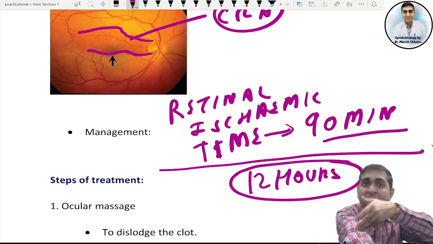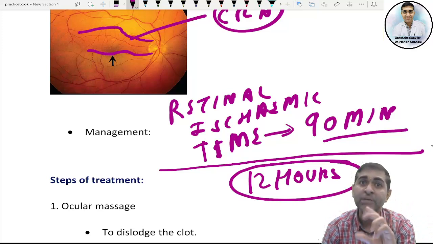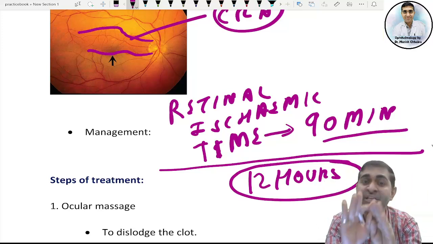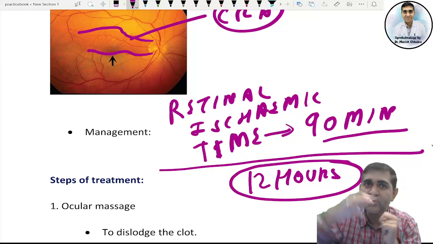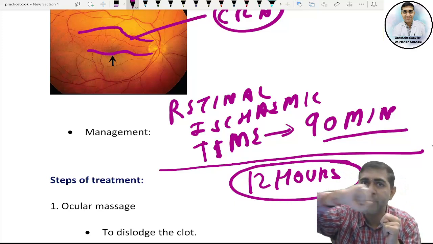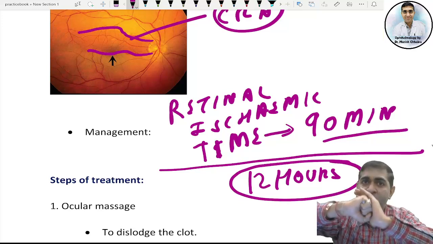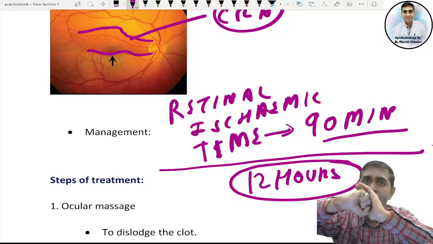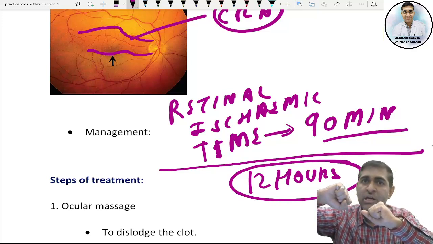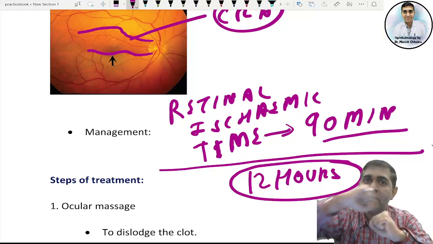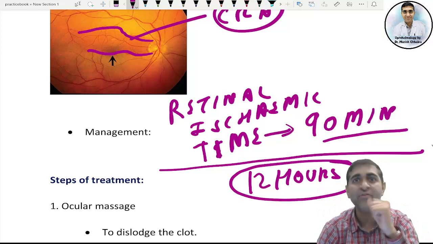Second, you give IV mannitol, intravenous mannitol. Now mannitol is a hyperosmotic agent which starts acting in as little as 20 minutes. So there is the central retinal artery which is taking the blood to the eyeball. There is a counter pressure by the intraocular pressure. By giving mannitol, when you decrease the counter pressure, there is a gush of blood in the central retinal artery which may dislodge the clot. That is the concept here. So you can give IV mannitol.